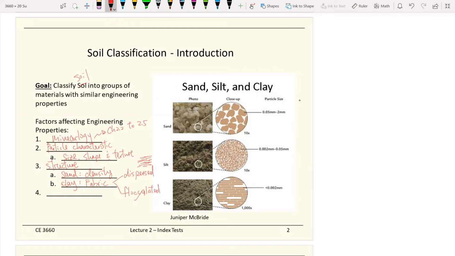The other extreme is just like when you're playing with cards. You can form a house. If you get the edges of the cards on top of each other, you can form a loose configuration, and that is the flocculated fabric of clay. So the different structures of soils can also give you different engineering properties.